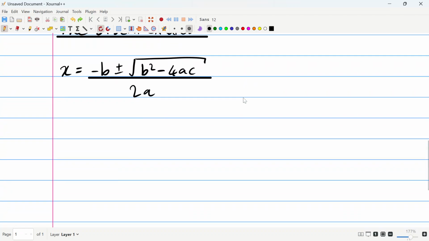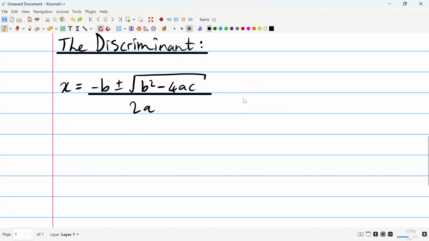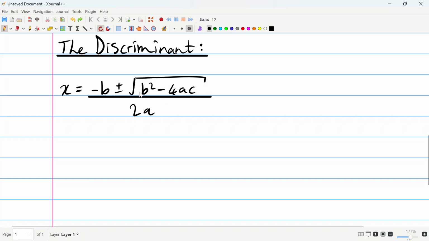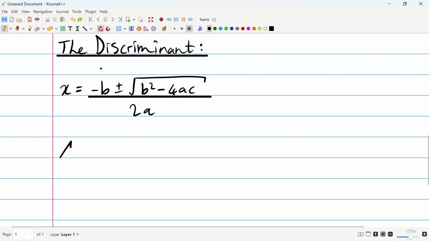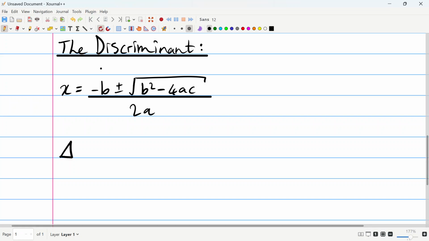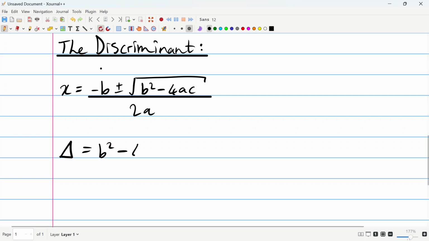Okay? So, meaning what we want to do is determine the nature of the roots by using the quadratic formula. And that is what the discriminant is. Okay, and what is the equation that we use? Well, the discriminant we denote by using capital delta, right? The triangle. And this is equal to the inside of our square root, which is b squared minus 4ac.